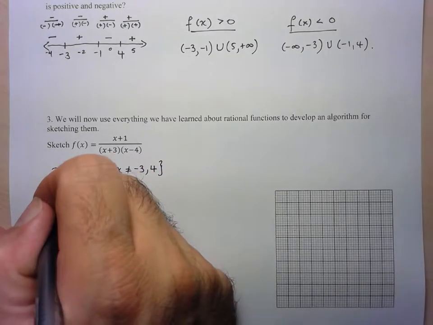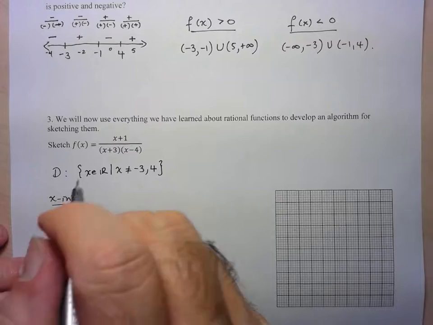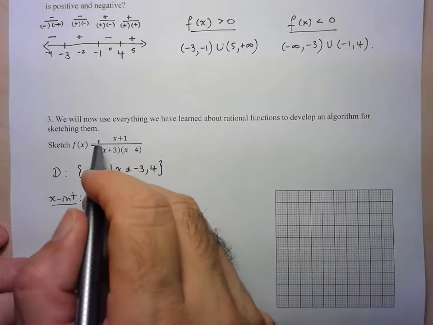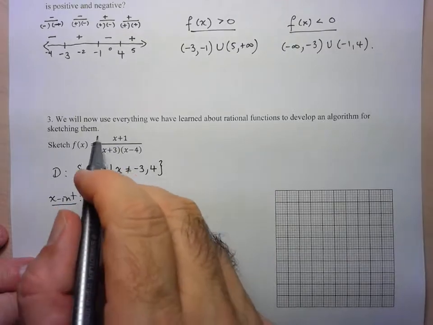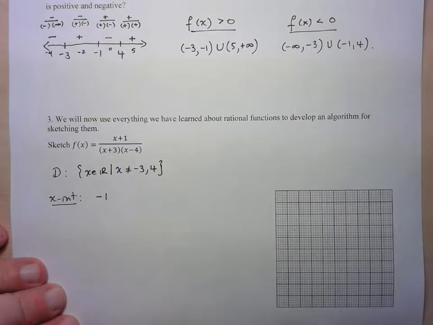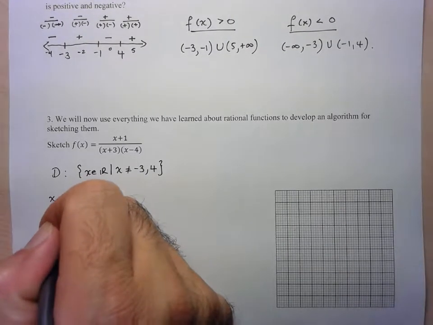Then we'll move to x-intercepts. Okay, so the x-intercepts are where the numerator is equal to 0, and we can just read that right off since it's already a nice linear factor. We know the only x-intercept is -1. Okay, let's move on to the vertical asymptotes.